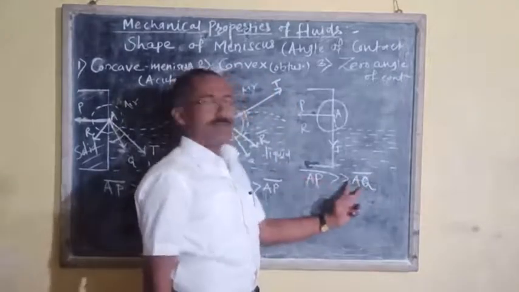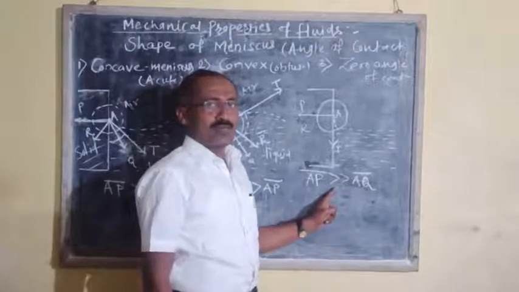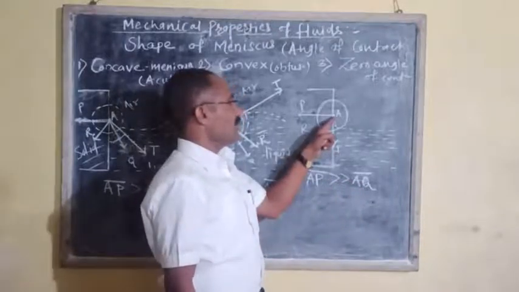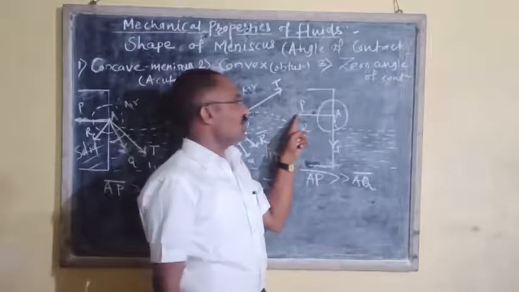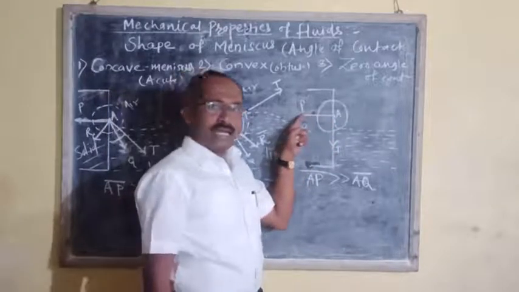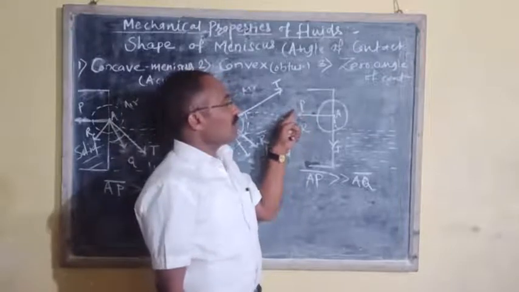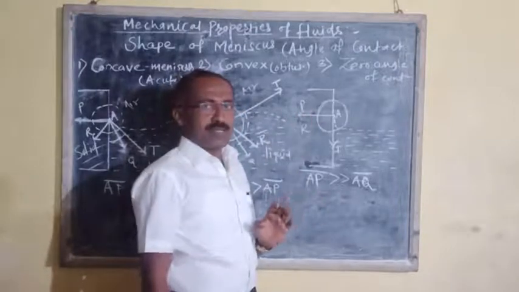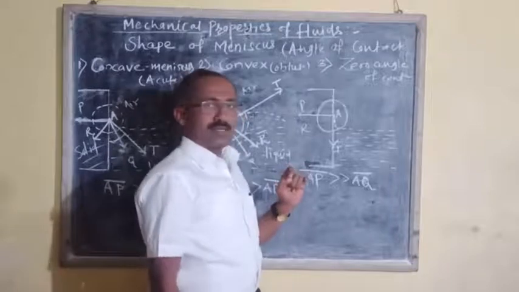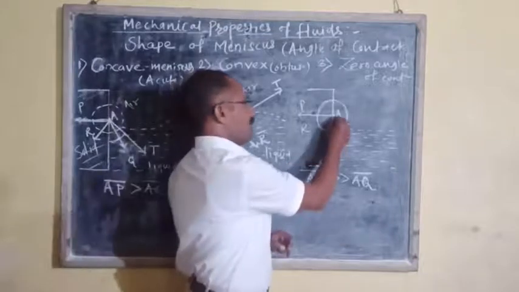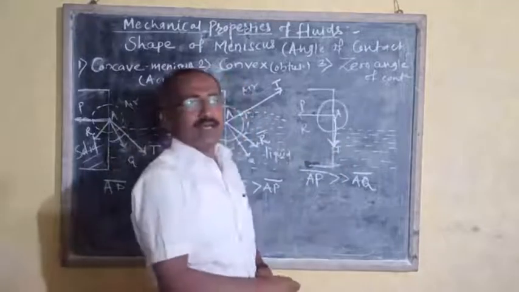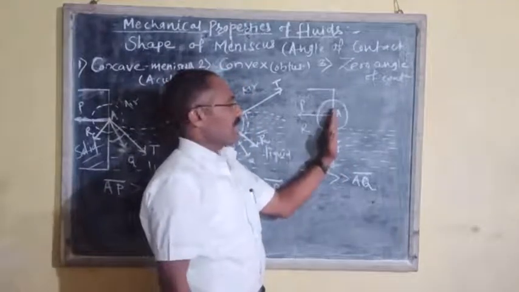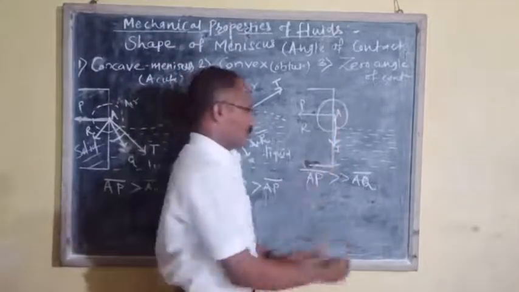AP bar is much larger than AQ bar, and therefore the resultant will be along this AP bar. The resultant is along this adhesive force, and therefore, in order to be perpendicular to it, the liquid surface tangent will lie along the surface of the solid. It acts along the surface of the solid, and therefore the angle of contact becomes 0.